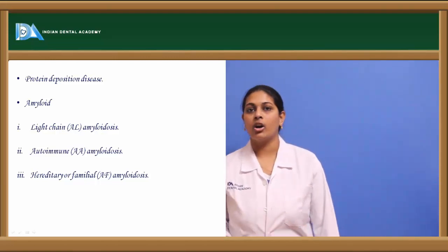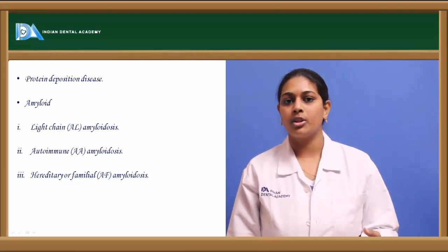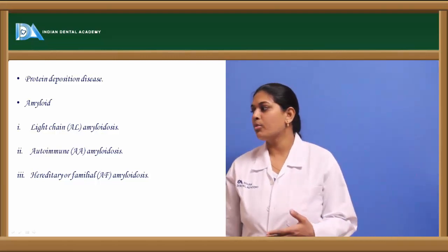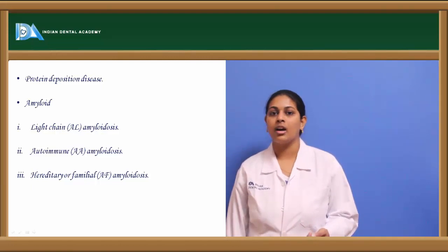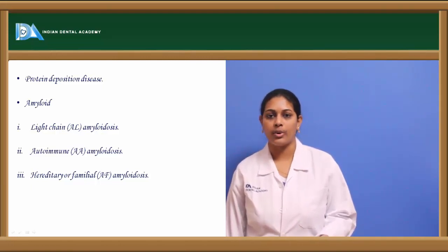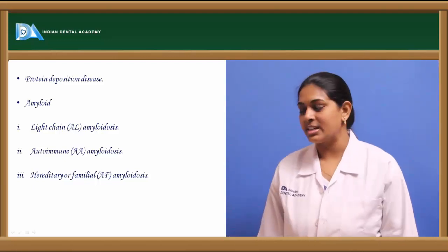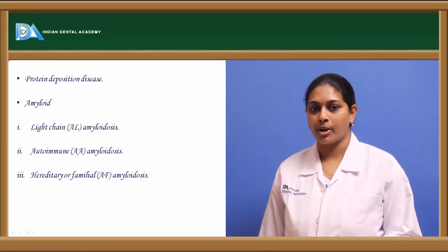Hereditary or familial amyloidosis is a condition which is transmitted from parent to offspring because of an alteration in the protein structure. Most commonly, we see this condition affecting the central nervous system or the eyes. It is a rare condition, least commonly seen when compared to AL amyloidosis or autoimmune amyloidosis.